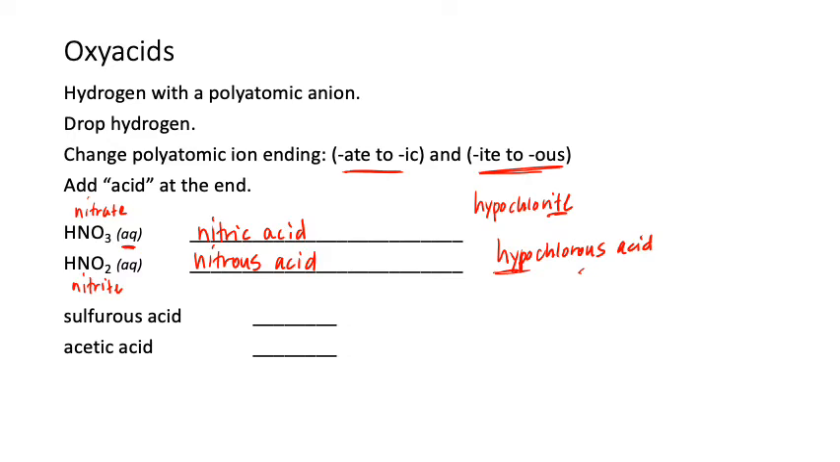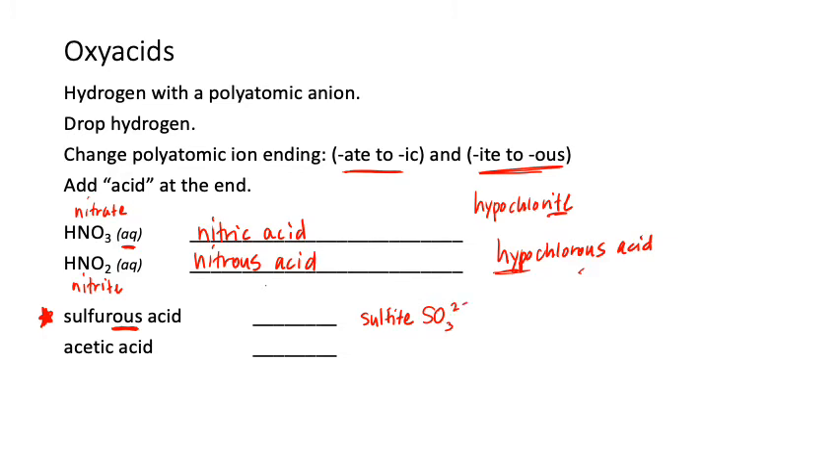So going from name to formula, for example, we're over here. If we have sulfurous acid, again, we're just going to undo this. So we know it ends in ous. So that means it originally came from an ite. So that would be sulfite. So sulfite is going to be SO3 2 minus.